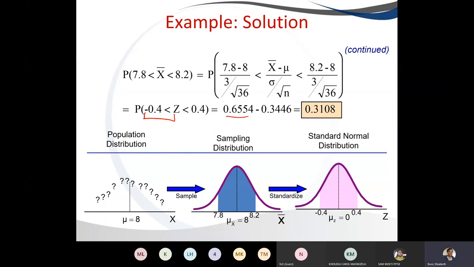0.6554 minus 0.3446, I get 0.3108. And that is how you will answer the question when it comes to the sampling distribution of the mean.